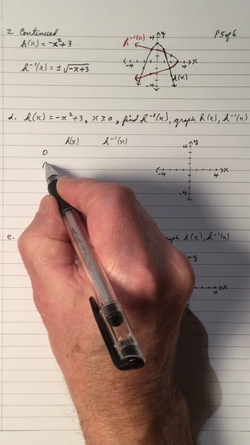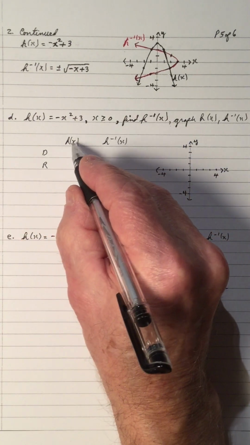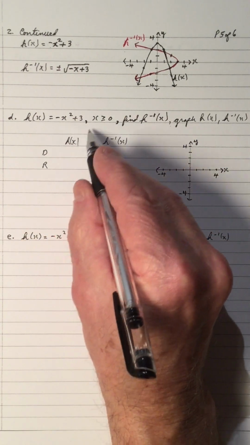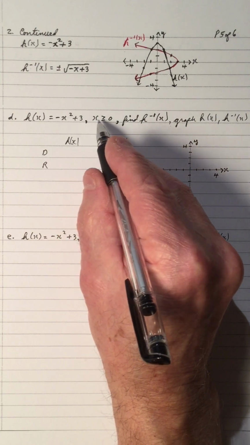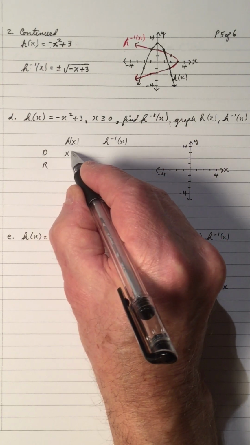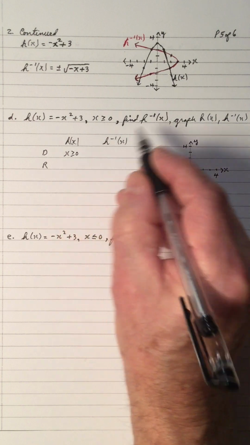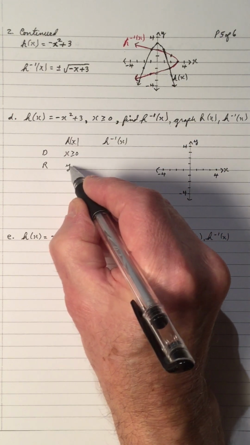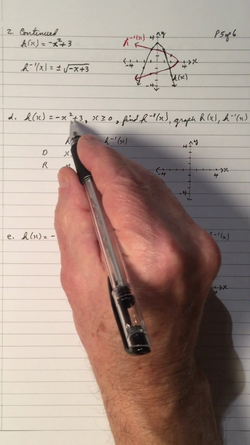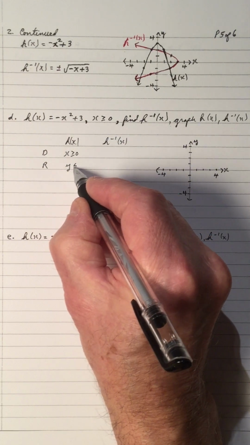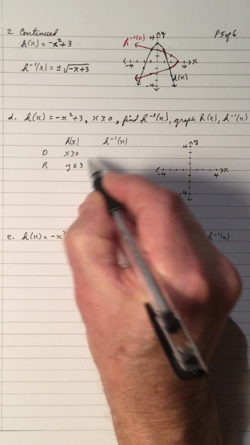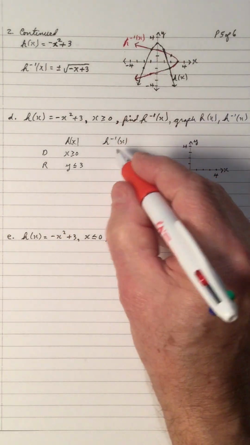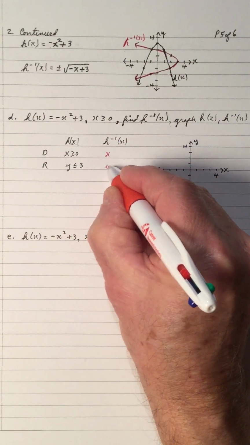Domain, range. Notice instead of the domain being all real numbers, it's restricted now. We're talking about x is greater than or equal to 0. And so that means that the y is going to be going down from 3, so it's less than or equal to 3. So the inverse is x and y.